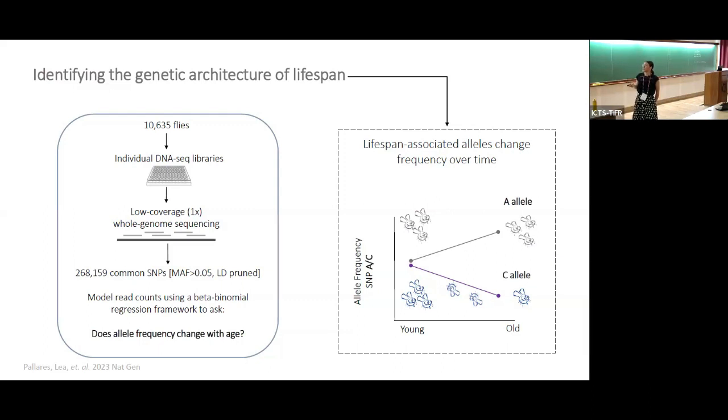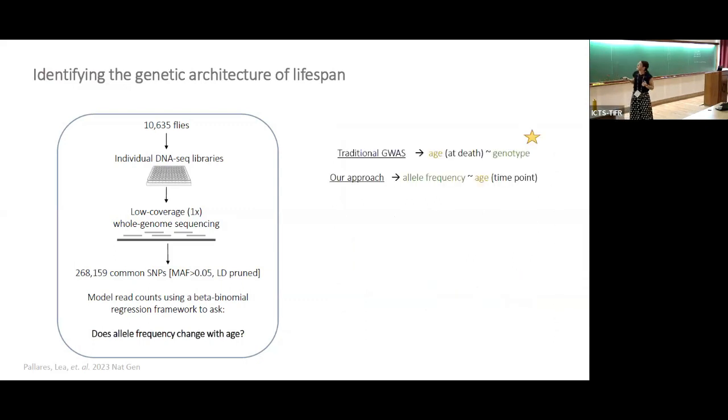And then, because these are low coverage, we cannot use genotypes, right? We cannot assign genotypes like you would do in a GWAS. So we model our read counts using beta binomial regression frameworks. These are things that people use when they're using allele-specific expression, for example, which is basically modeling how many reads you get on the reference allele over the total number of reads. So this allows you to use all the data that you collected while accounting for which individual it is coming from. And the question is, does allele frequency change with age?